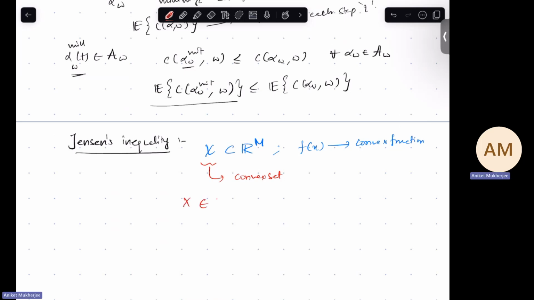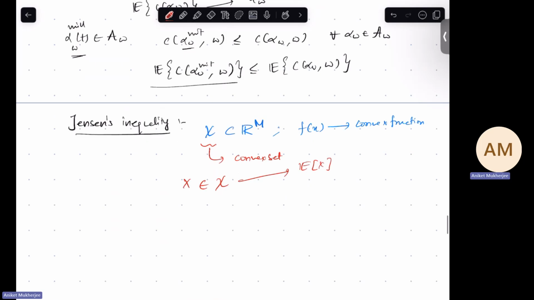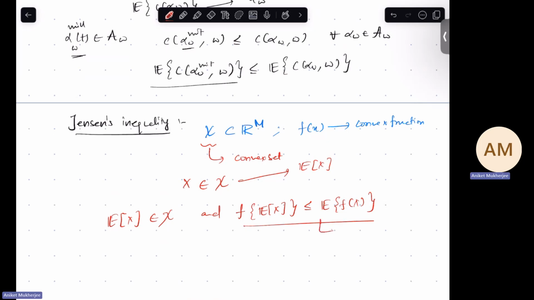Let X be some random vector which takes values in the convex set, and we assume that the expectation of X is well defined, finite, and everything that needs to be. Okay? The expectation of X belongs to this convex set, and f of expectation of X is less than or equal to expectation of f of X. So this basically is your Jensen's inequality.